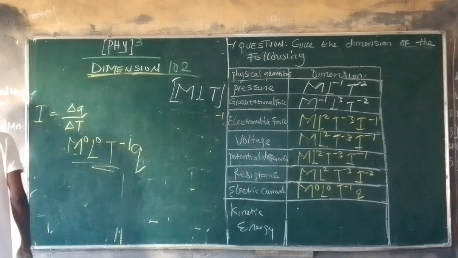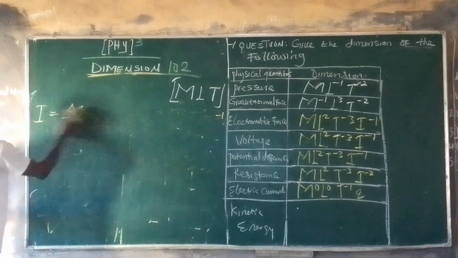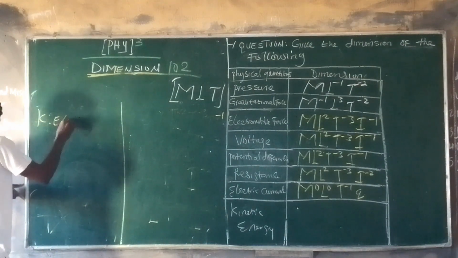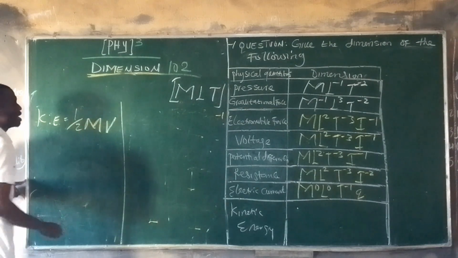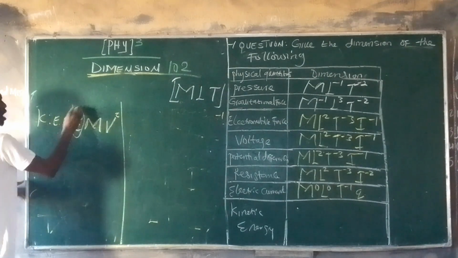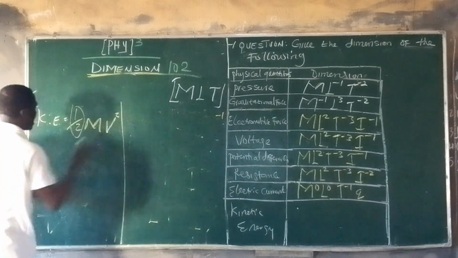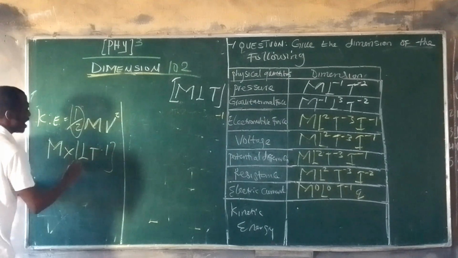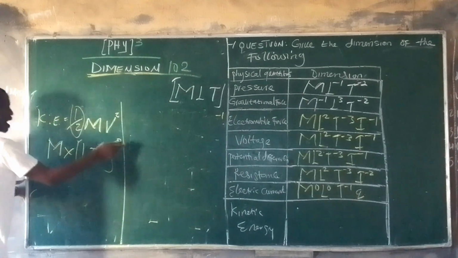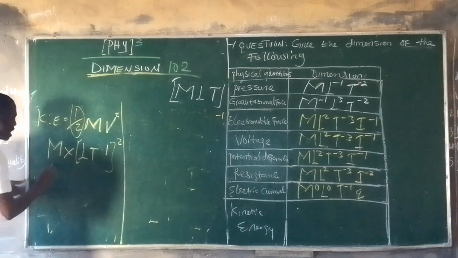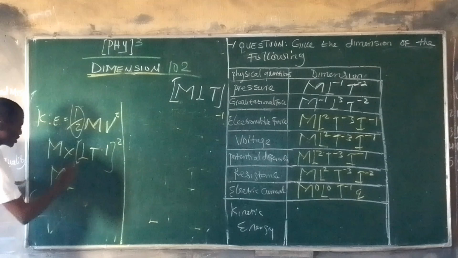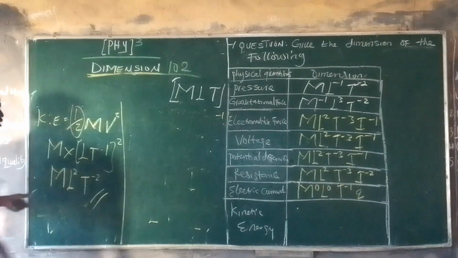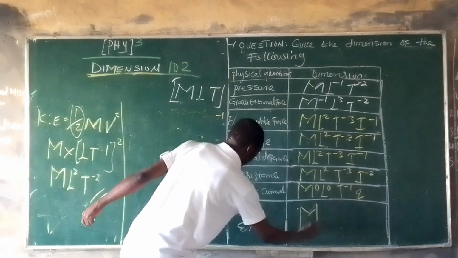Now finally we have the one for kinetic energy. What's the dimension for kinetic energy? We know that kinetic energy, KE, is equal to 1/2 mass times velocity raised to the power of 2. This 1/2 is a constant, but M represents the mass, and the velocity is LT minus 1, and then everything is raised to the power of 2. The power of 2 is distributed into the bracket. So this becomes M L to the power of 2 and T to the power of minus 2. This is the dimension for kinetic energy.